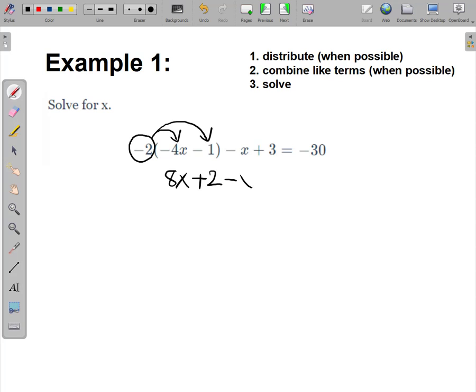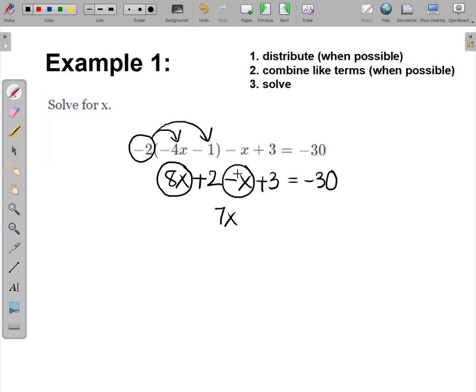Bring down the -x, bring down the +3, bring down the equal, bring down the -30. So there's step number 1, I was able to distribute. Step number 2, I'm going to combine like terms. And I've got into the habit of circling any x terms together. So this +8x and this -x, they're actually going to combine. 8x minus x is 7x.